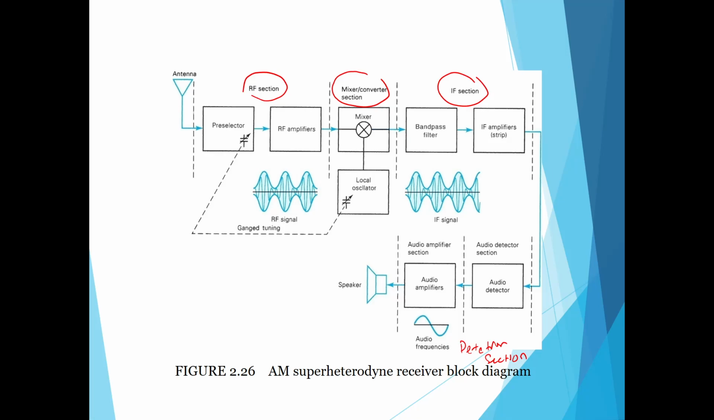I will explain to you one by one. From this part, you have already learned about the detection section, which is the diode detector and also the transistor detector, located over here, the audio detector. And you have learned about the tuned circuit, which is this one, or what we call a preselector. You haven't learned about this part, so I will explain it to you.